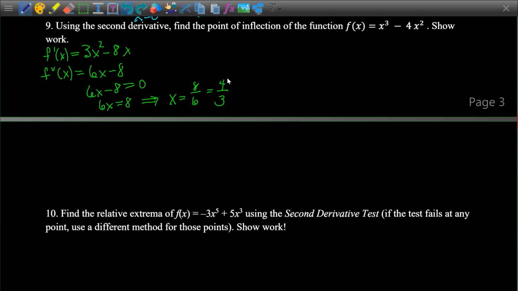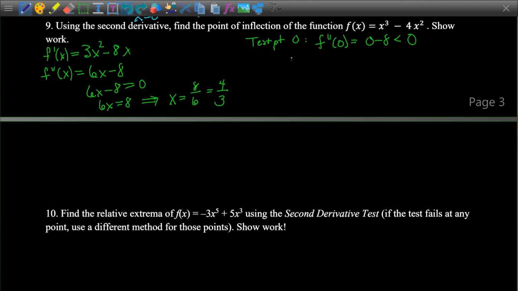So I'm going to pick a test point to the left and to the right. So I will use about 0. We'll use f double prime of 0, and this gives us 0 minus 8, which is negative. So to the left of 4/3, it is concave down. And then 4/3 is 1 1/3.